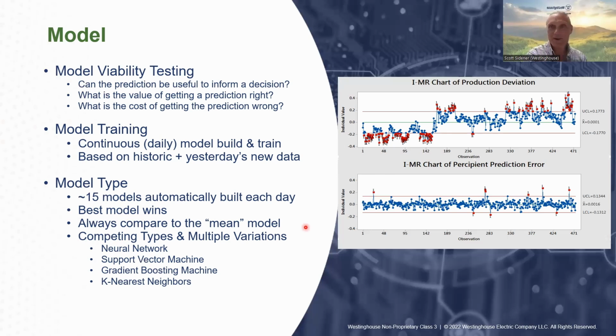Make sure you always compare any model you create to the grand mean of all your data, because if you can't beat the mean model, then you don't have a meaningful prediction. That's just a simple thing that sometimes people forget to check. But the types of models in this set of 15 are the neural net, which is one of the primary ones. We also have support vector machine, gradient boosting machine, and k-nearest neighbors. And we have multiple variations, multiple hyperparameters on each of these models as part of that competition.